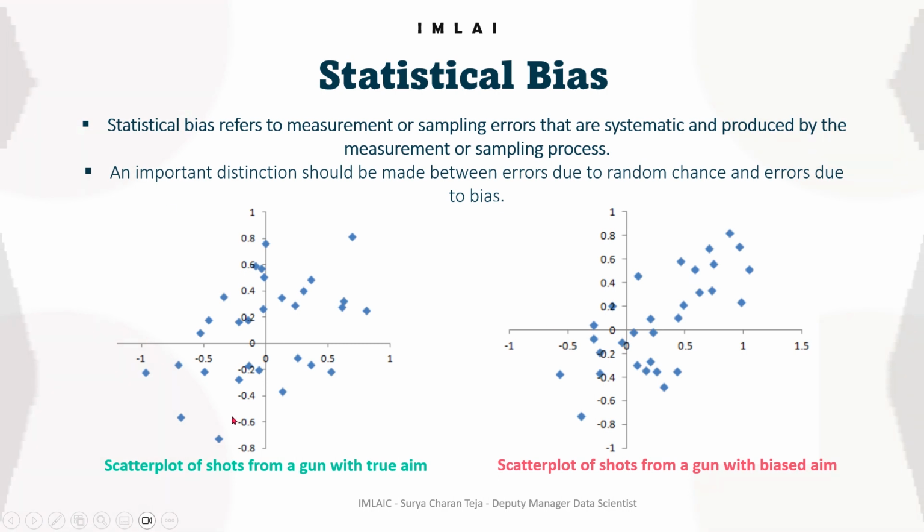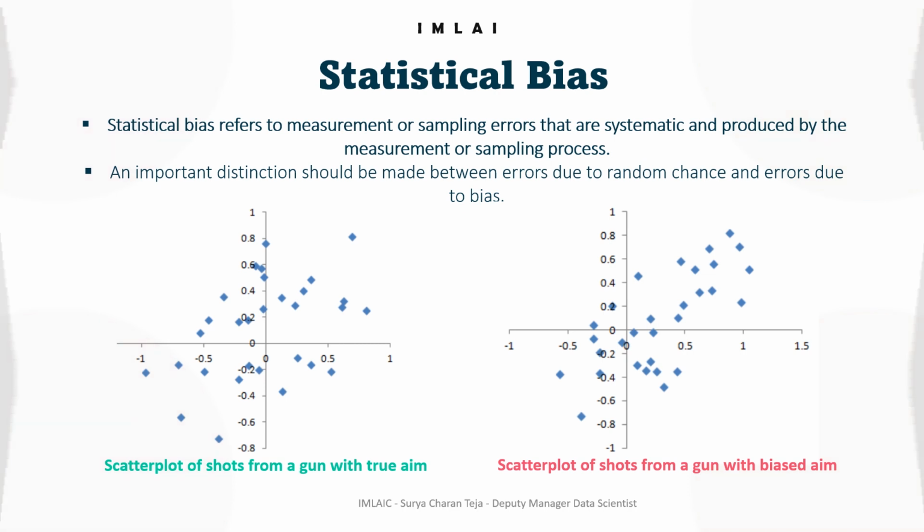So random error and bias, these are the two important terms you should remember. One is a random error, which comes from an unbiased target. Here random error comes with the biased target, but there is also a bias. Shots tend to fall in the upper right quadrant. You see that this is called the upper right quadrant.